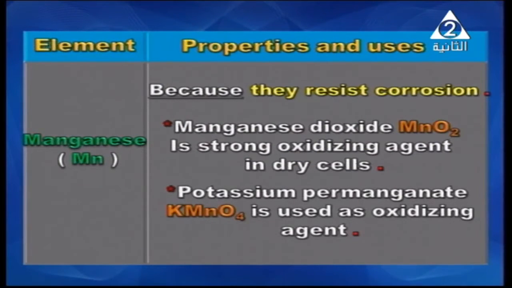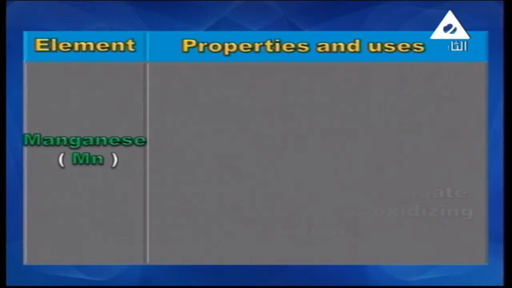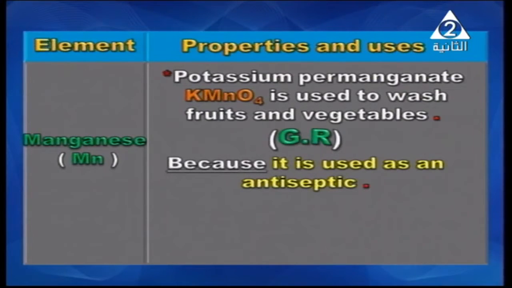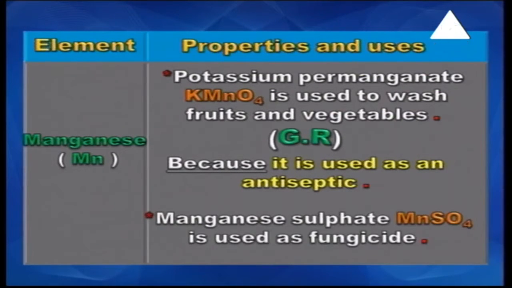And its compound potassium permanganate is used as an oxidizing agent. And it also has another use: potassium permanganate is used in washing fruits and vegetables because it is antiseptic. The manganese sulfate, another compound, is used as a fungicide.